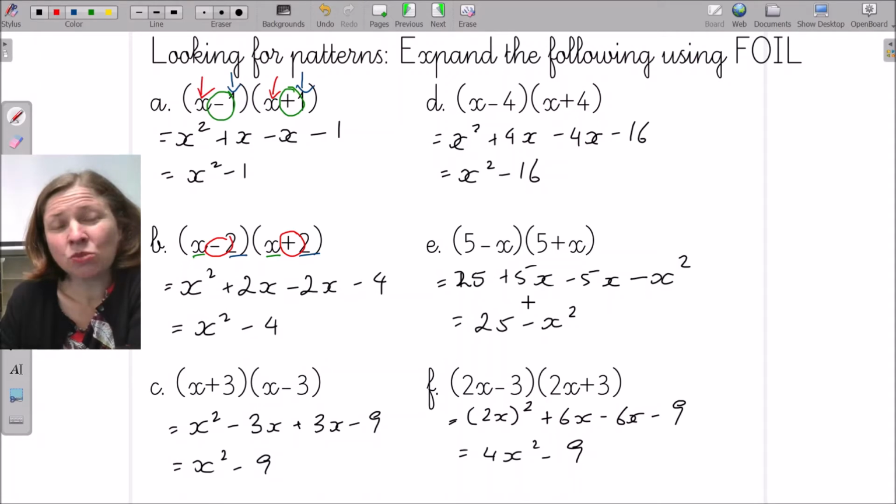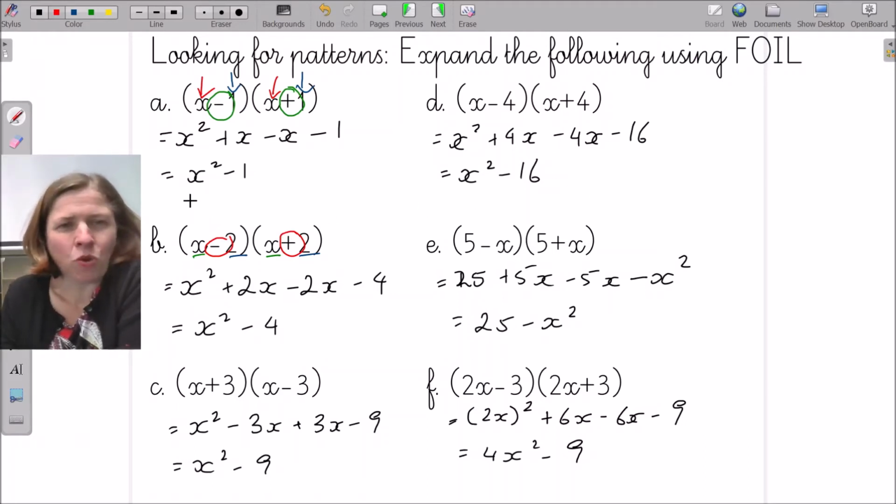Now, these patterns will only work if we've got those ingredients. That is, the first term matches the first term in each bracket, the second term matches the second term in each bracket, and then I've got one addition and one subtraction. So what is the pattern? What I end up with is the first term squared, that gives me my x squared, and the second term squared, that gives me my 1, and they are subtracted. And you may have seen or heard of this. It's called difference of two squares.